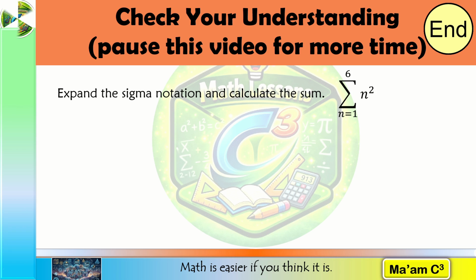Let us answer. Expand the sigma notation and calculate the sum, the summation of n squared from n equals 1 up to 6. So let us expand this first. This will be 1 squared plus 2 squared plus 3 squared plus 4 squared plus 5 squared plus 6 squared.